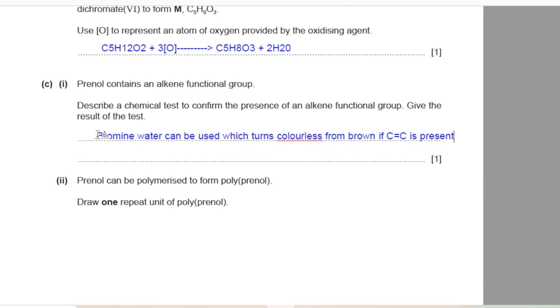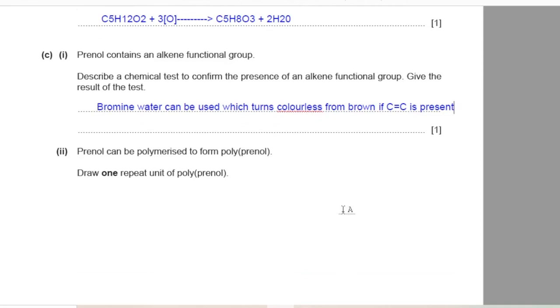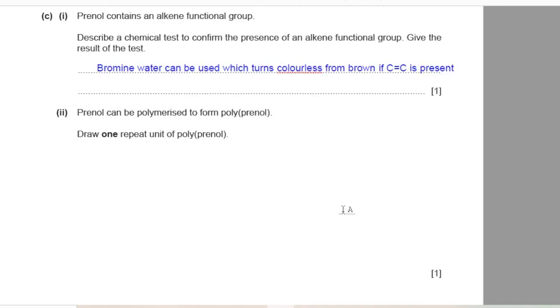Although you can also use cold acidified KMnO4, which turns purple to colorless if a C=C double bond is present, it's best to mention bromine water. Part 2: prenol can be polymerized to form polyprenols. Draw one repeat unit of polyprenol.